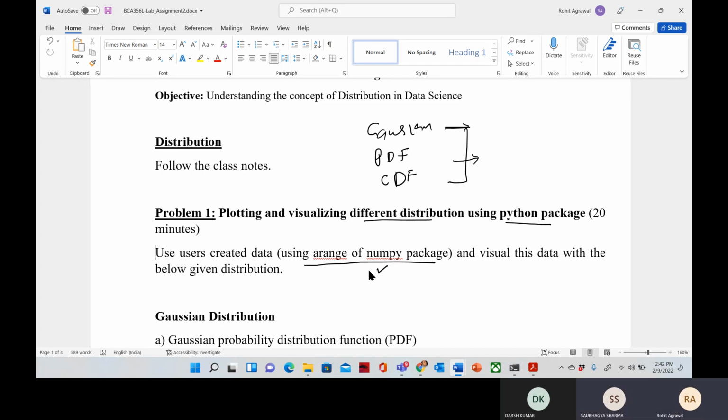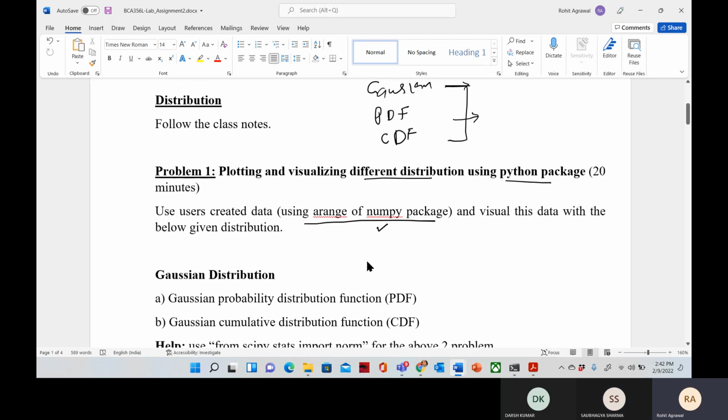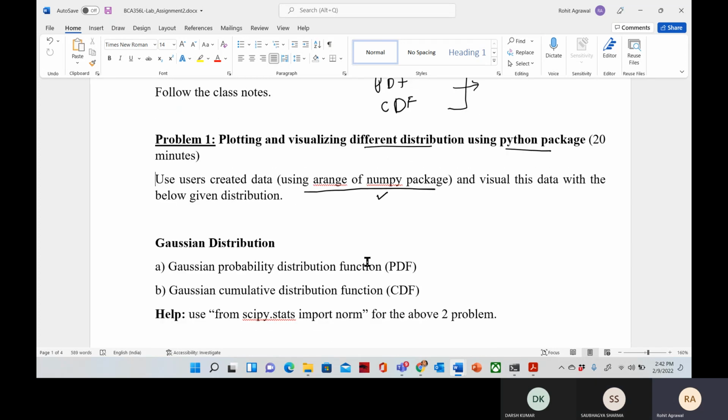NumPy is just a package to create arrays, just like in C programming we have arrays. So NumPy is a package to create n-dimensional arrays. So the question is that we need to take some created data, and we need to just visualize the distributions.